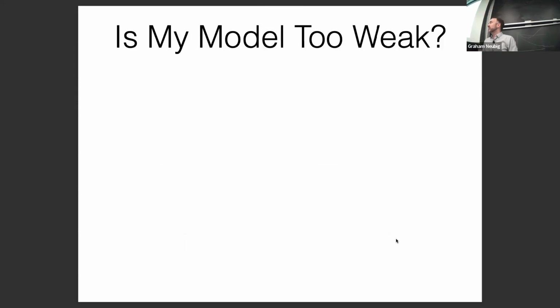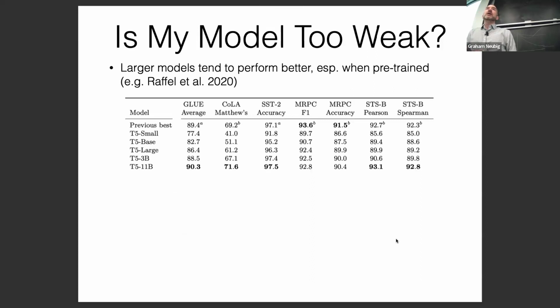And there's a number of reasons why this might not be happening. So your model might be too weak. In general, larger models tend to perform better, especially if you're using a pre-trained model. This is just an example from the T5 paper where they scale up the T5 model from a relatively small model to what at the time was a very large model of 11 billion parameters. Now this is a moderately sized model or maybe even small by some standards. But anyway, you can see that it continues to increase.